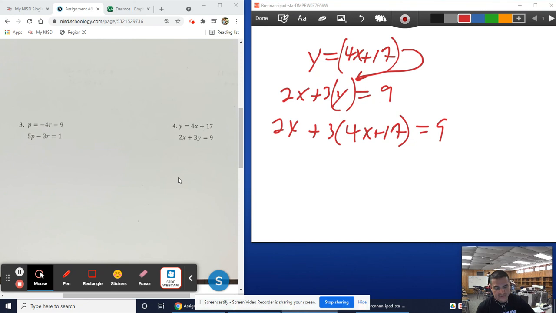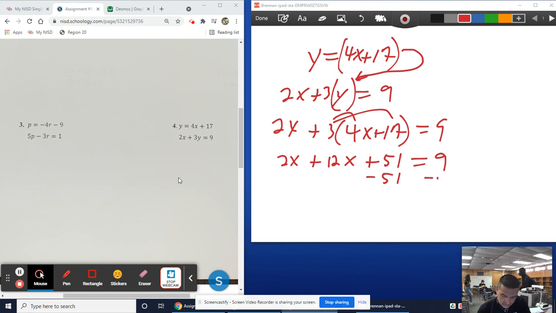Okay? Again, you're solving this. 3 times 4 is 12x. And you still got the 2x here. 3 times 17. Sorry, the numbers are getting so big. 30 and 21, 51. 9. All right. So again, move that 51 over. Subtract 51, subtract 51. Just trying to get this stuff away from my variable. I have 14x. And that equals, what's 51 minus 9? 42? Negative 42.